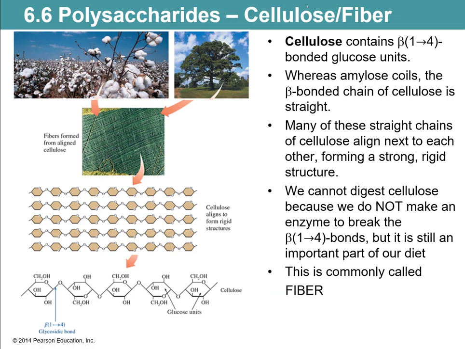So now, what about fiber? So this is the non-digestible polysaccharide. So it's not digestible. So you remember that the bonds for starch and for glycogen are alpha 1 to 4 and alpha 1 to 6. We can make those bonds. We can break those bonds. Cellulose is beta 1 to 4.